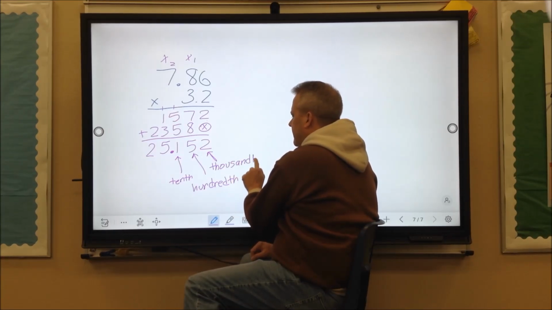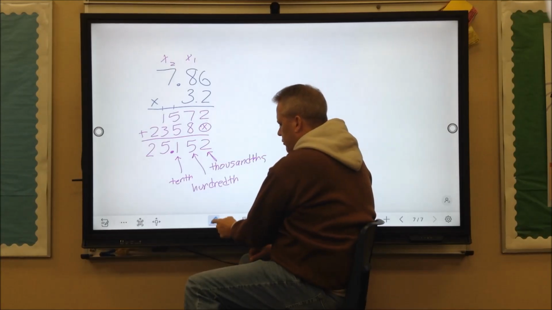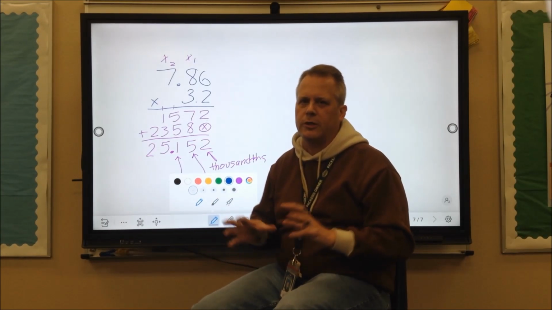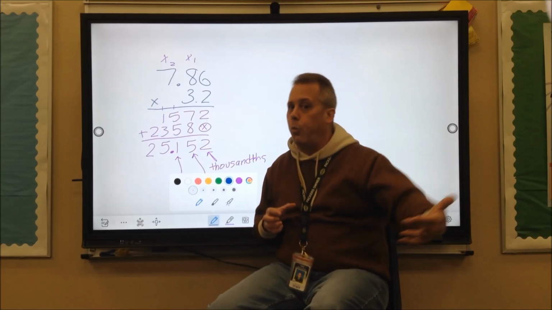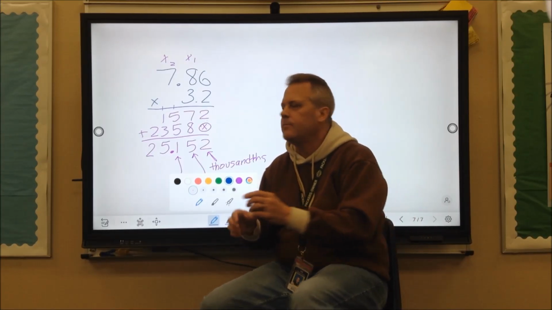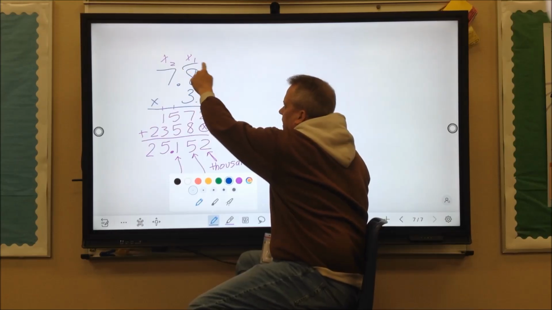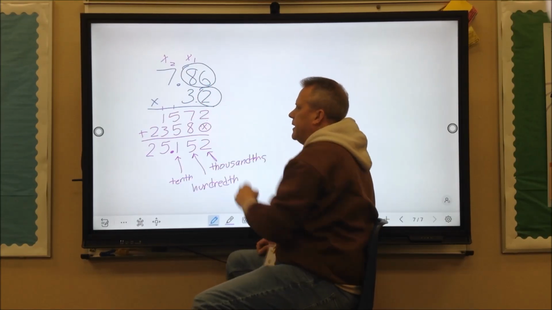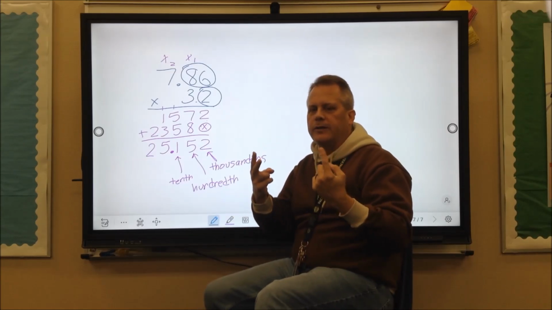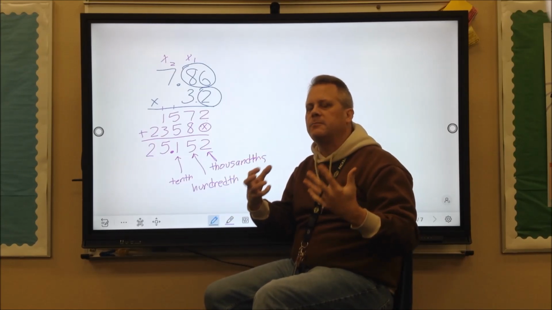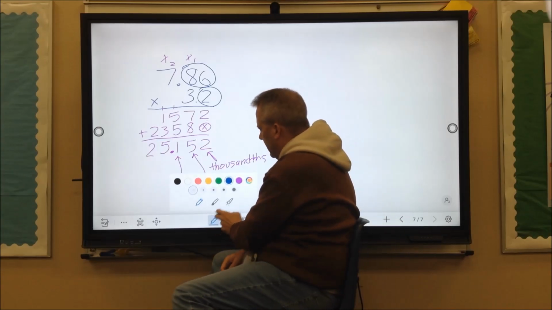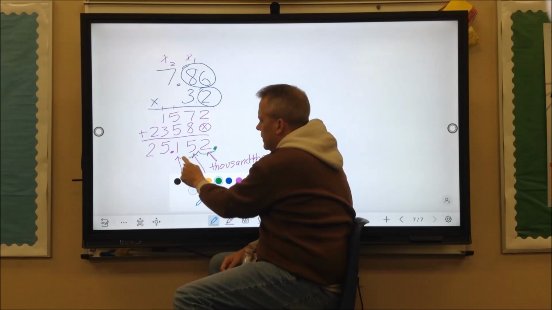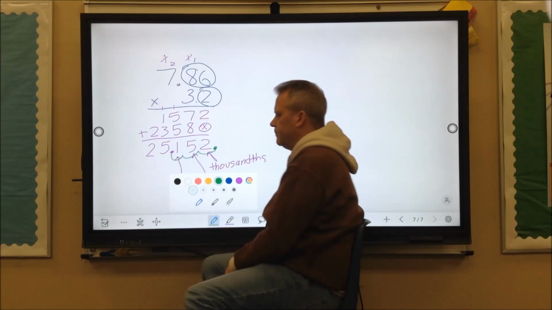And like I said, a lot of teachers will just jump straight to the shortcut. They might not tell you why they're doing it this way. But if you look, we've got 2 numbers here. We've got 1 number here. 2 plus 1 is 3. So I'm going to move the decimal 3 places to the left, 1, 2, 3.